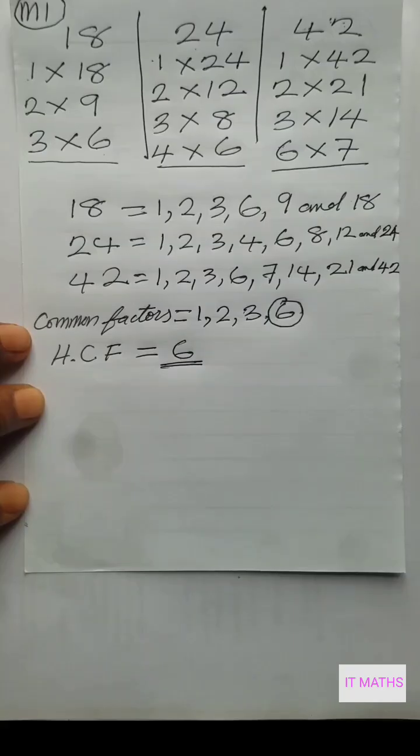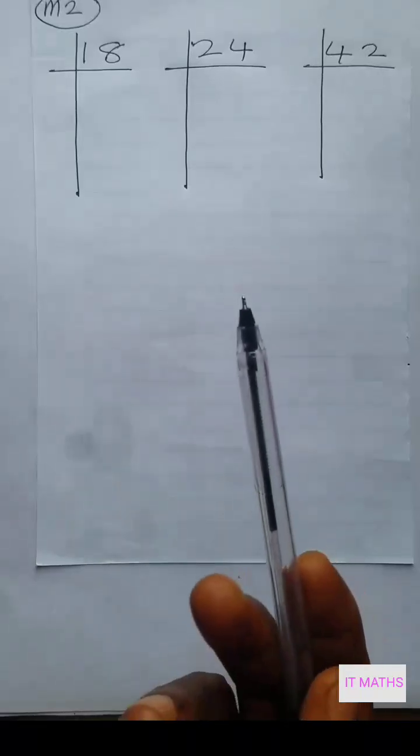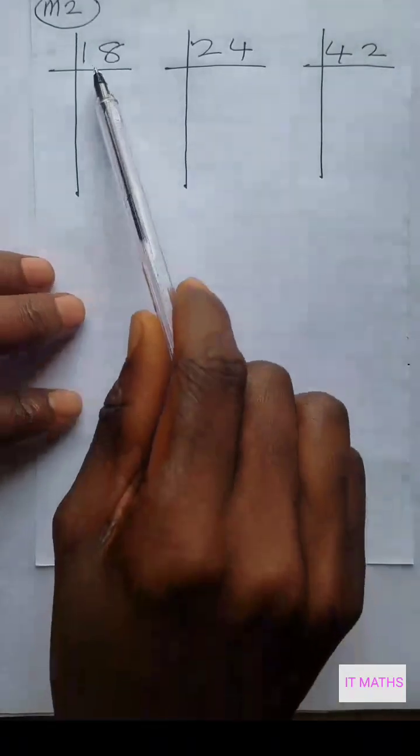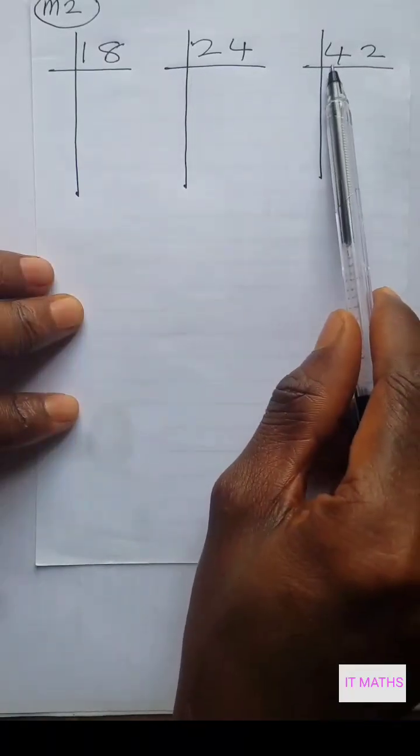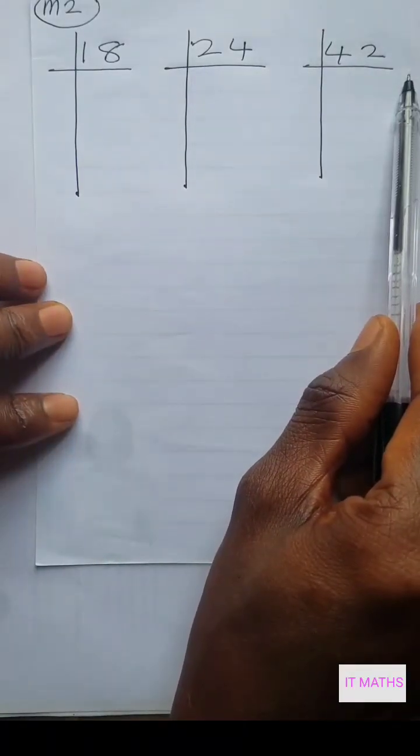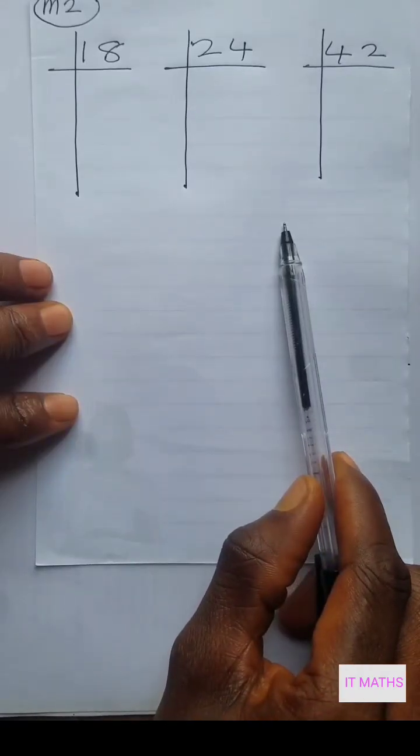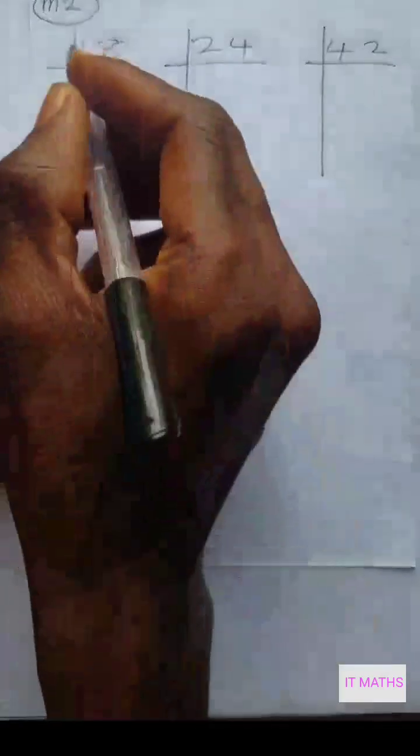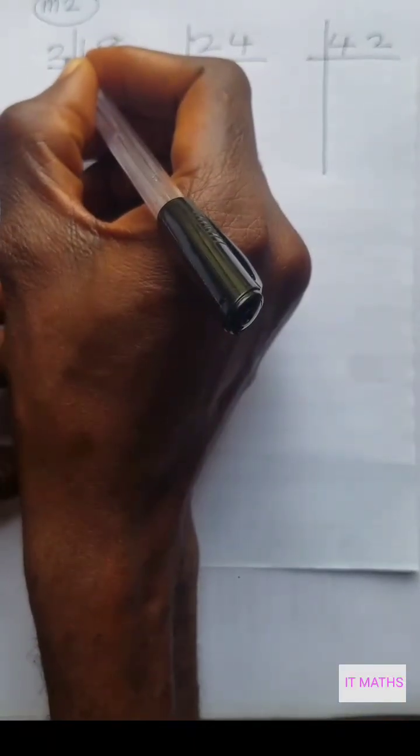Now, let's go over to method 2. Now remember, in method 2, we are only interested in the prime factors of 18, 24, and 42. And at the end, we multiply out our answers. So let's begin. What are the prime factors of 18? We start by choosing prime factors.